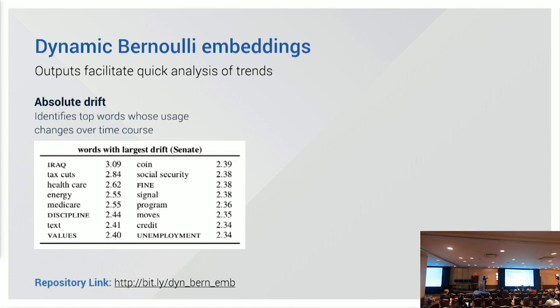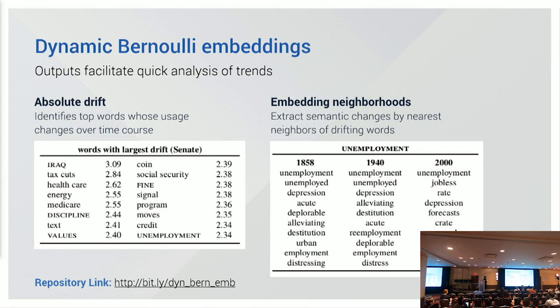So that was the first thing: even if you don't need to know TensorFlow and get into the issues of graphs, you can get that information. And the second part of it was embedding neighborhoods. It tells you what is the closest word to unemployment at each time course. Unemployment was associated with a moral idea in the 1940s, and then in the 2000s, unemployment became much more of an economic term. So that's another word that has gone through some shift.